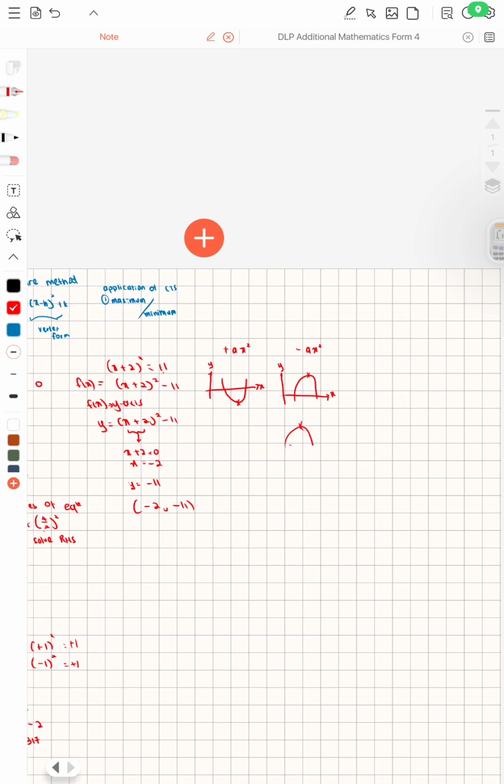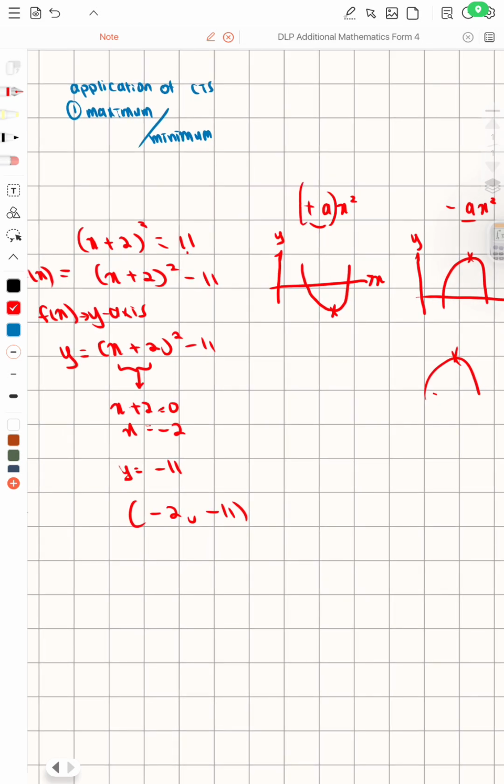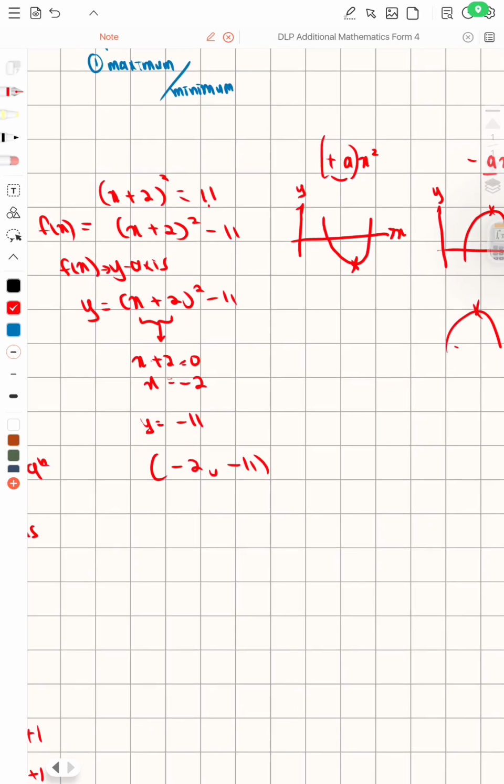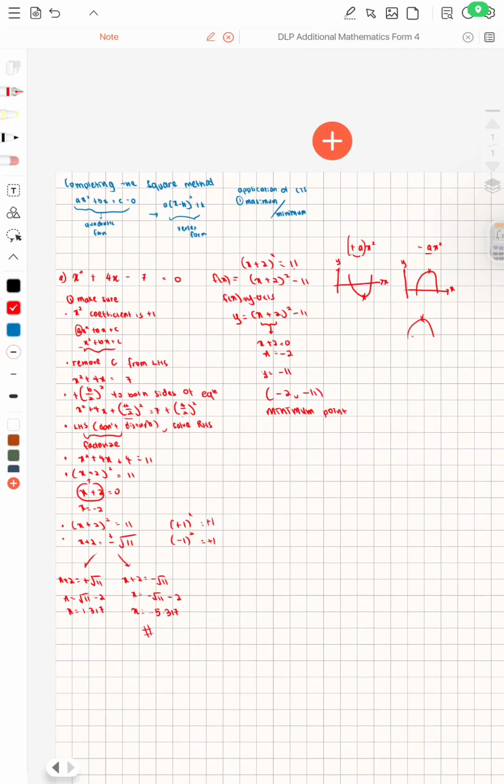So in this quadratic equation, we can look at the value of a. Since the value of a is positive, therefore we know that this coordinates would be for the minimum point. So that is how you apply the CTS method and how you use CTS to solve this equation.